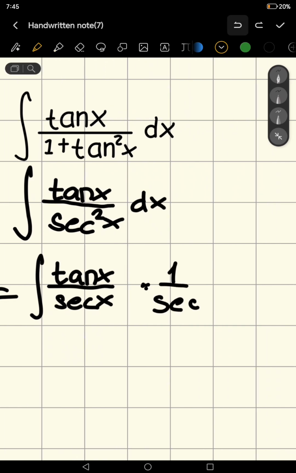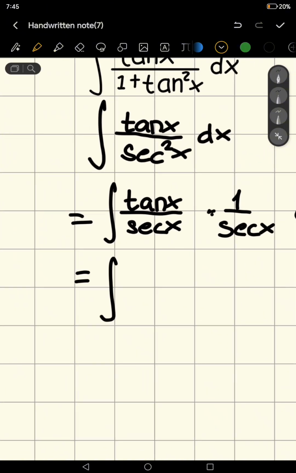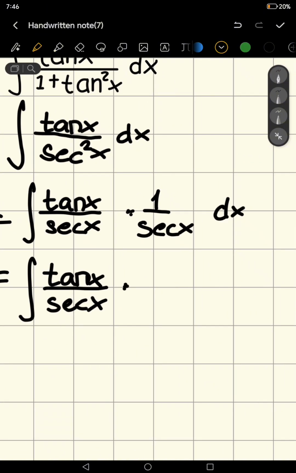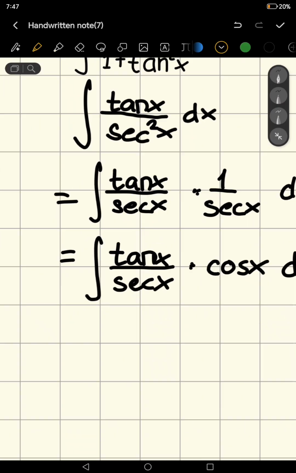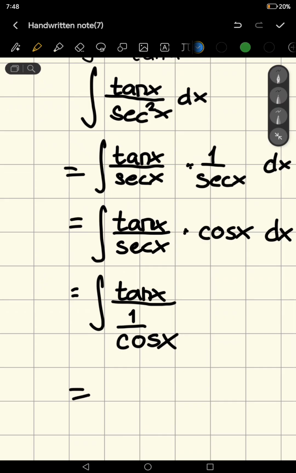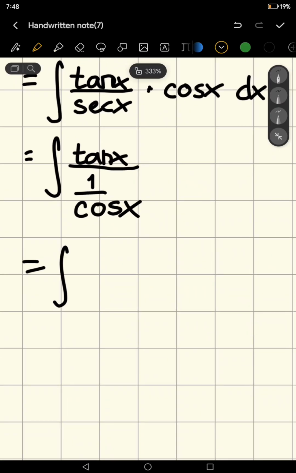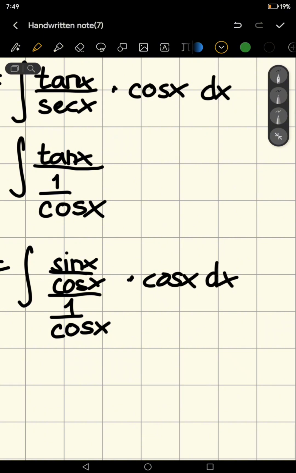Apply na agad tayo ng identities dito. 1 over secant x is just cosine x. Just copy the tangent x over secant x. So ulitin ko, magiging cosine x na ito. So this will become cosine x times dx. Next, identities of secant x naman tayo. So this is the integral of tangent x all over 1 over cosine x. Next is identities of tangent naman. So this is the integral of sine x over cosine x over 1 over cosine x times dx.